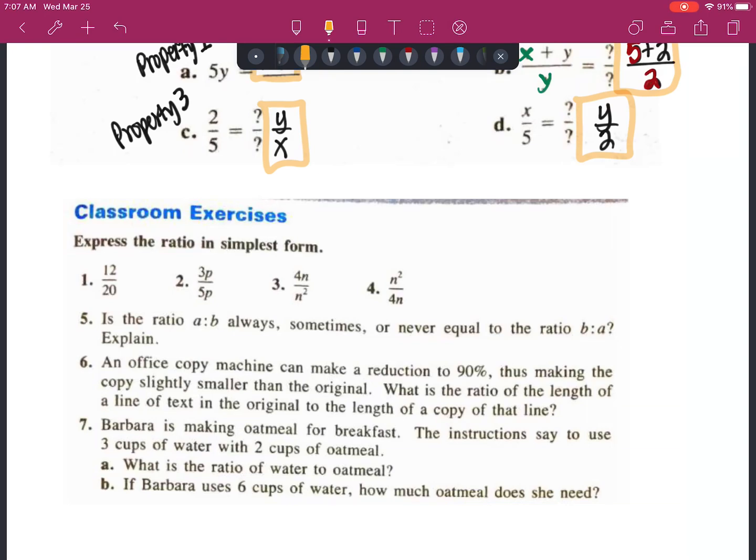So here we are, we want to express the ratio in simplest form. We have 12 over 20. That ratio in simplest form reduces to 3 over 5. 3p over 5p, that ratio reduces to 3 over 5. 4n over n squared reduces to 4 over n. And n squared over 4n reduces to n over 4.